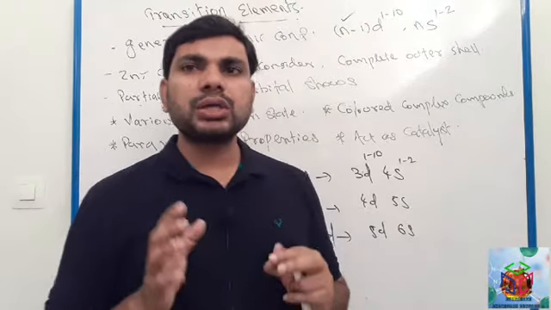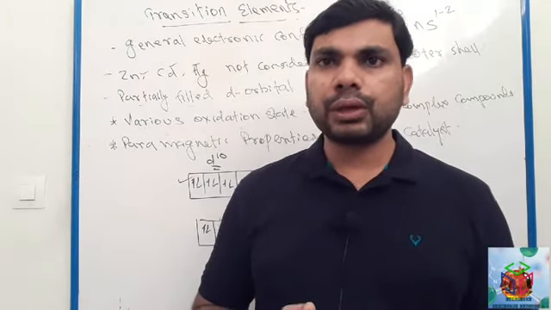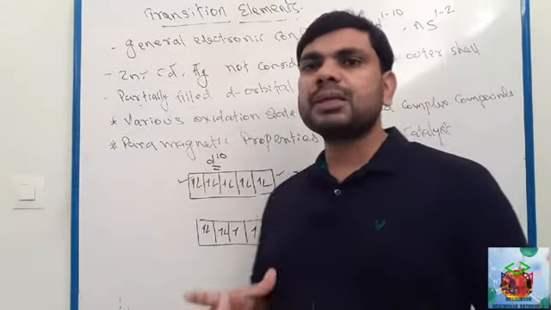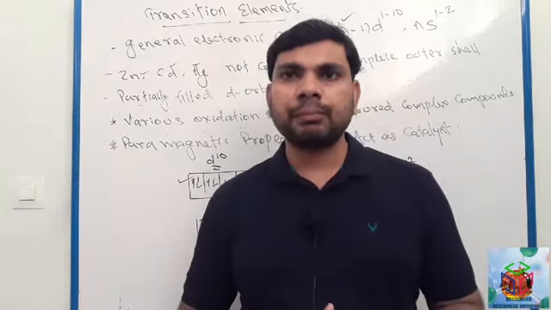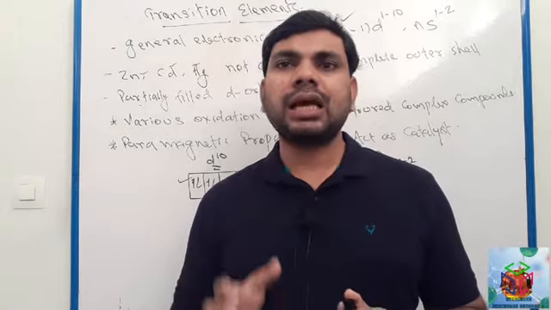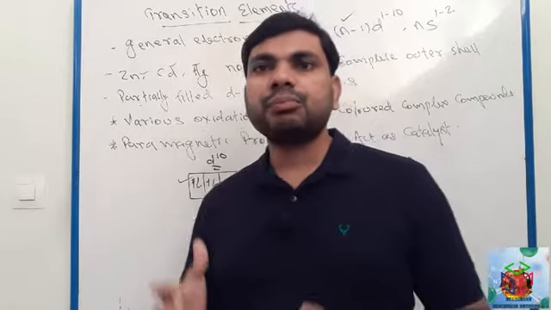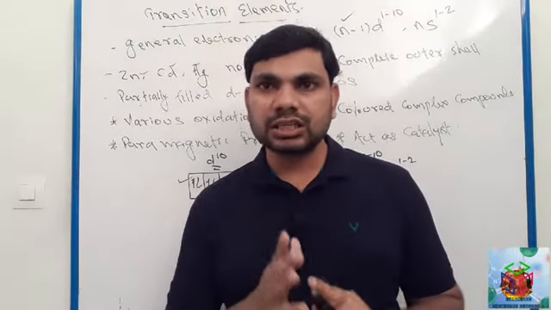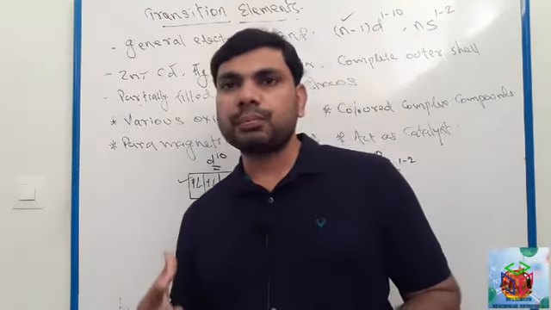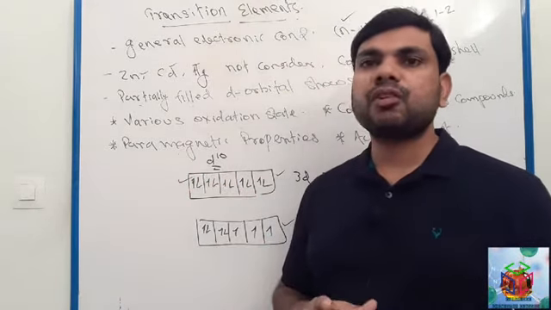and they are not considered as d block elements. So which elements are not considered as d block elements? Zinc, cadmium, and mercury. And which elements show these properties? d block elements with unpaired electrons, that is, incomplete d electrons. They show variable oxidation state, act as catalysts, and make colored complexes. Zinc, cadmium, and mercury do not show these properties.